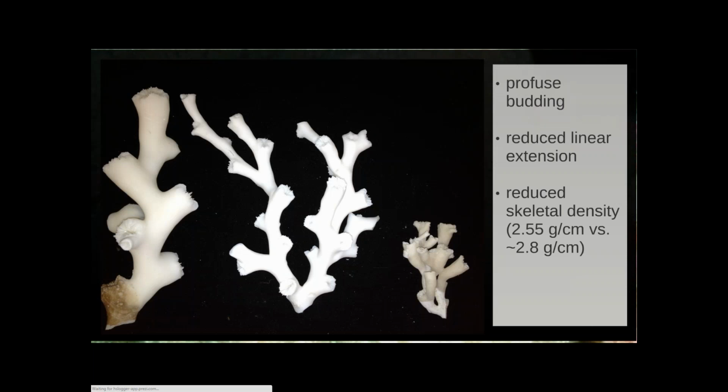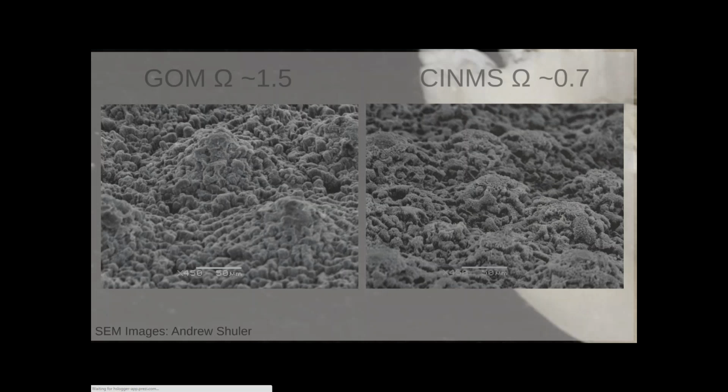Both in the linear extension, we see profuse budding in the Channel Islands coral, and we also see a corresponding reduced skeletal density. And this 2.8 is really what we see both in the Gulf and the North Atlantic. So we see a pretty big reduction in skeletal density. But even further, we did some SEM work thanks to Andrew Schuler, who also works in our lab here. And we've been able to look at the skeletal material comparing Gulf of Mexico Lophelia, which occurs at aragonite saturations of around 1.5, to Channel Islands, where we have collected around 0.7.